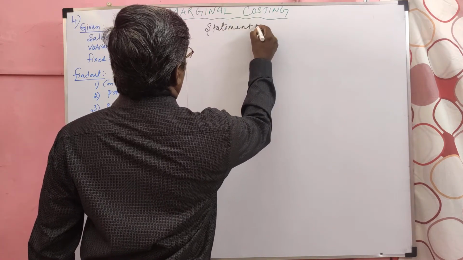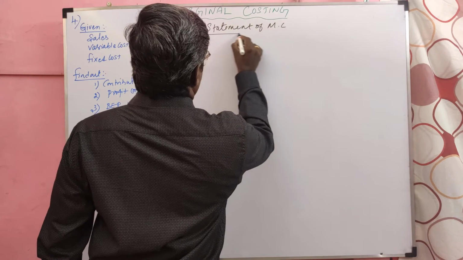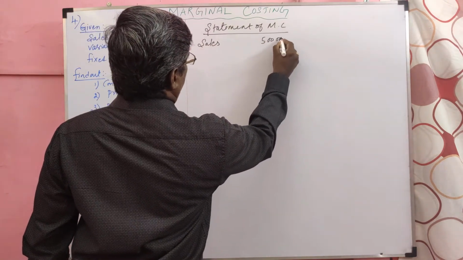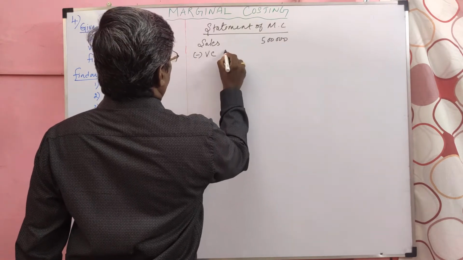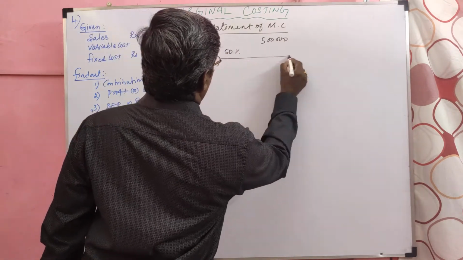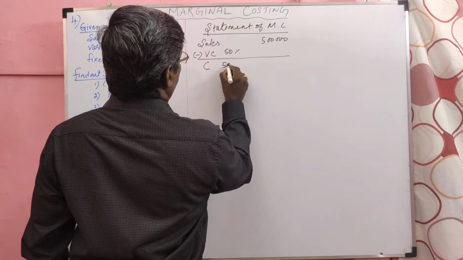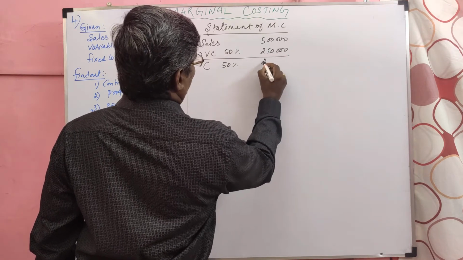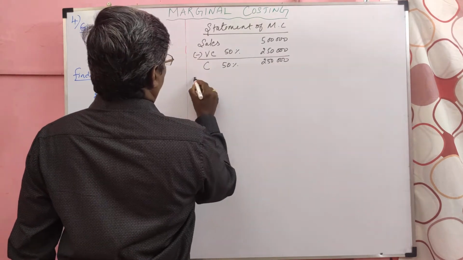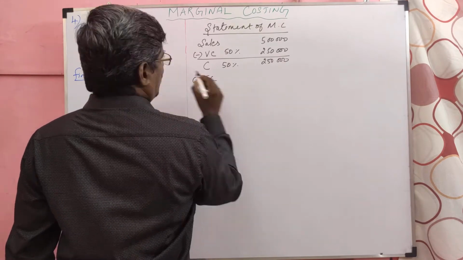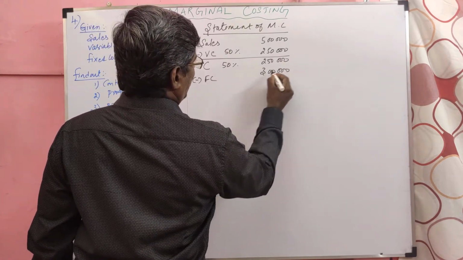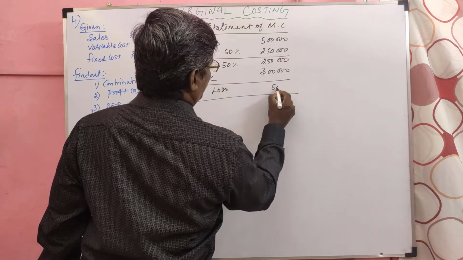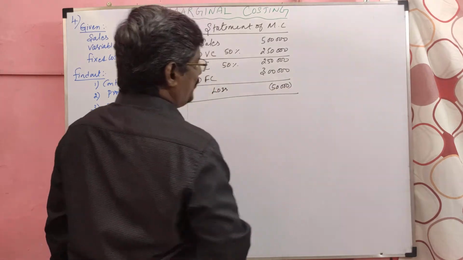Statement of marginal costing. Sales given 5 lakh, minus variable cost given as 50%. If variable cost is 50%, contribution is also 50%. So 50% of 5 lakh equals 2 lakh 50 thousand. Contribution is 2 lakh 50 thousand, minus fixed cost given 3 lakh. So here the firm incurred a loss of rupees 50,000.